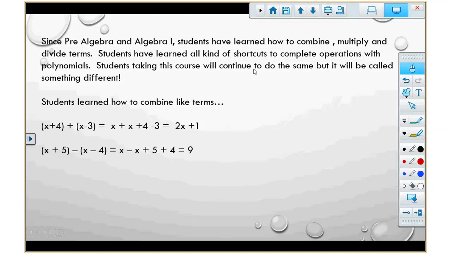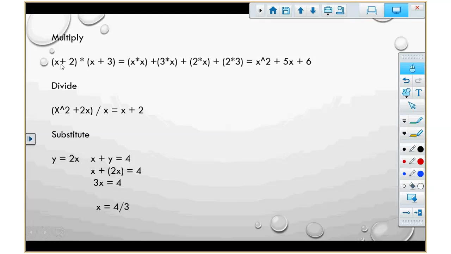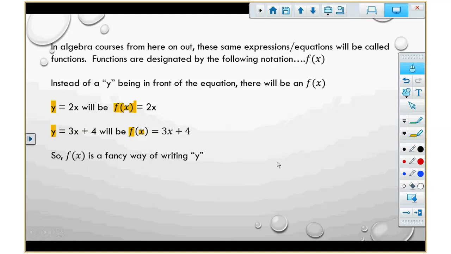Now, since pre-algebra and algebra 1 and algebra 2, you've been told how to add, subtract, multiply, and divide polynomials. Well, now you're not going to be told to do that. You're going to be told to combine functions. Okay? Hold your pinky up because you got to do it a different way. You were told to multiply, divide, substitute. You were told to do that in algebra 1 and algebra 2.